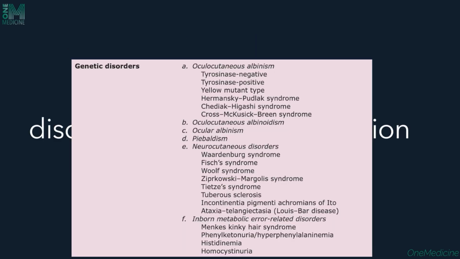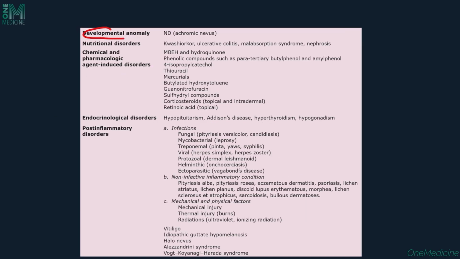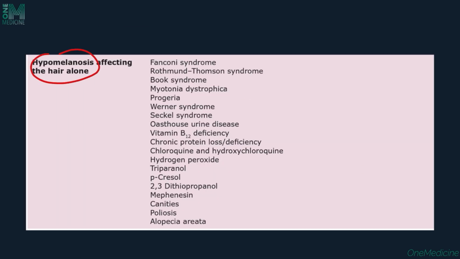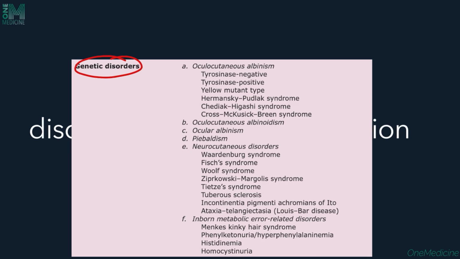So the disorders of pigmentation would be: genetic disorders, developmental anomalies, nutritional disorders, chemical disorders, endocrinological, post-inflammatory, and those with hair affected alone. Genetic disorders would be oculocutaneous albinism. In that we have tyrosinase positive and negative forms, yellow mutant type, and Hermansky-Pudlak syndrome. That's one of the types of oculocutaneous albinism.